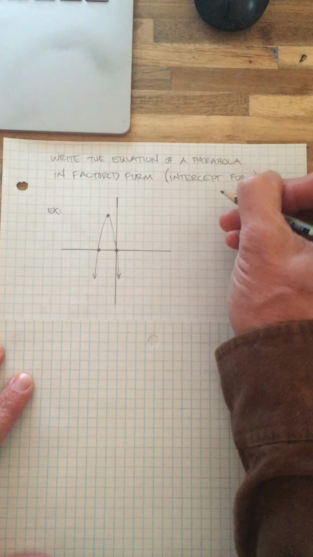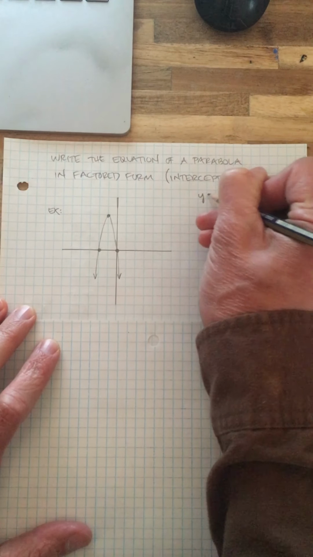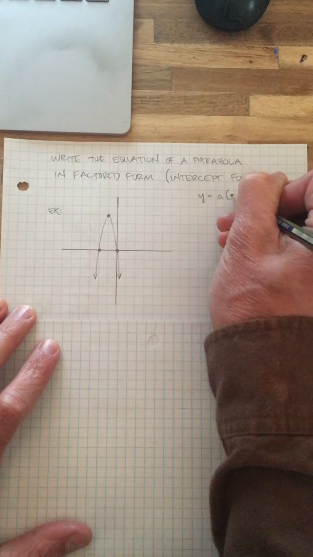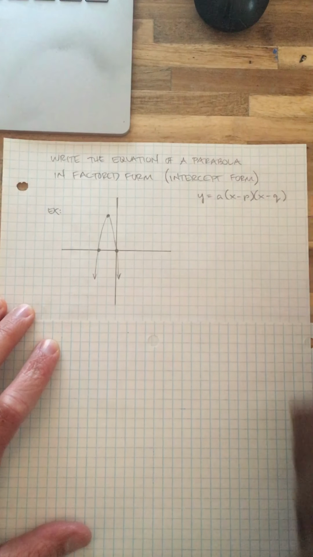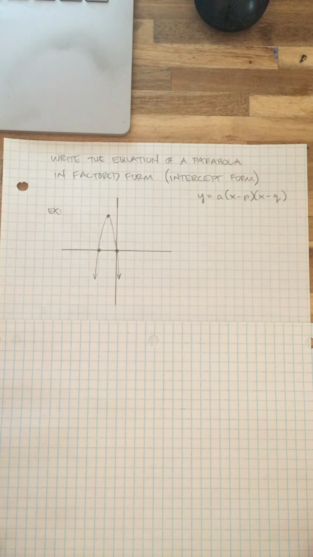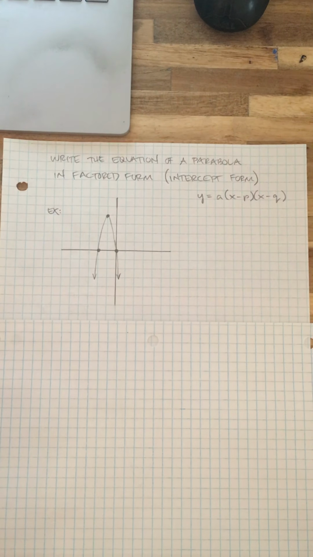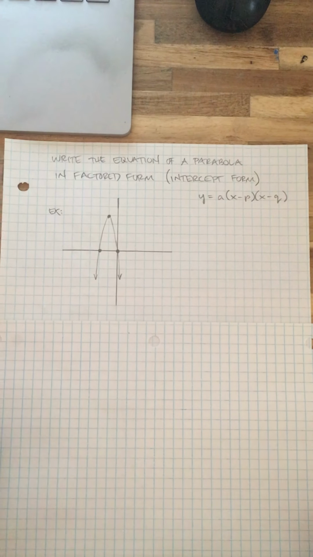And remember, that's the one that looks like this: y equals a times x minus p times x minus q. Okay, that's factored form. So go ahead and get this copied and we'll begin. All right, here we go.